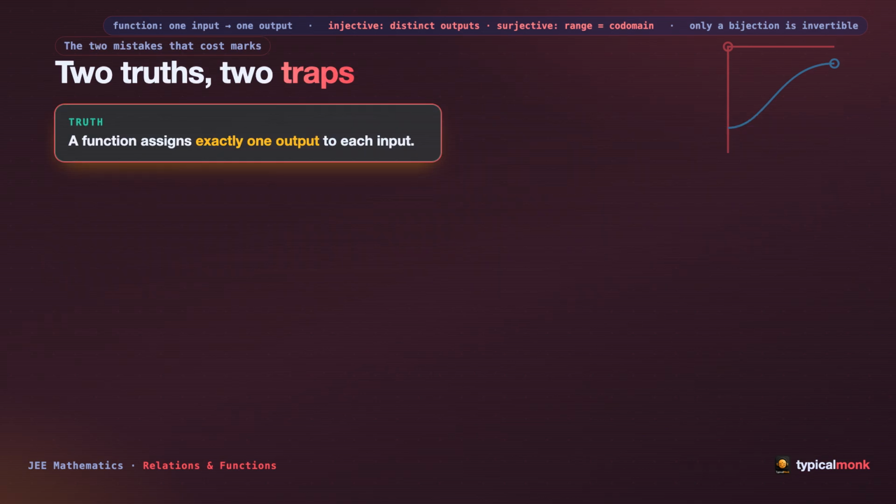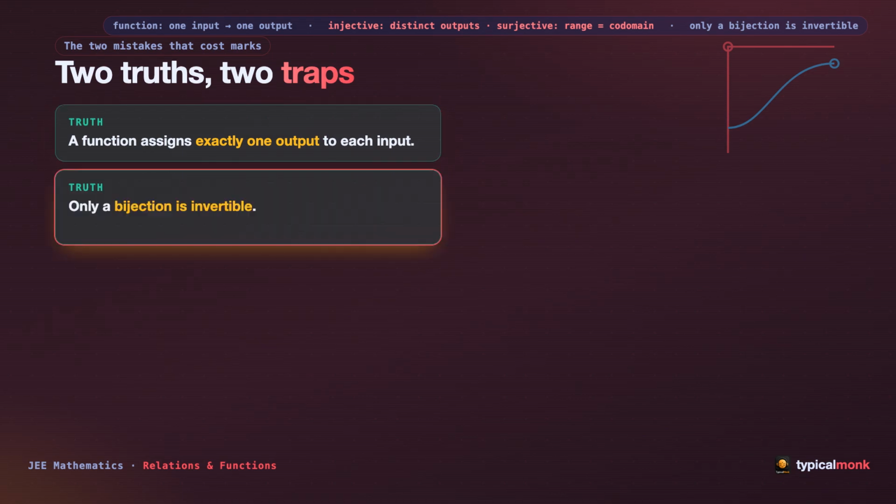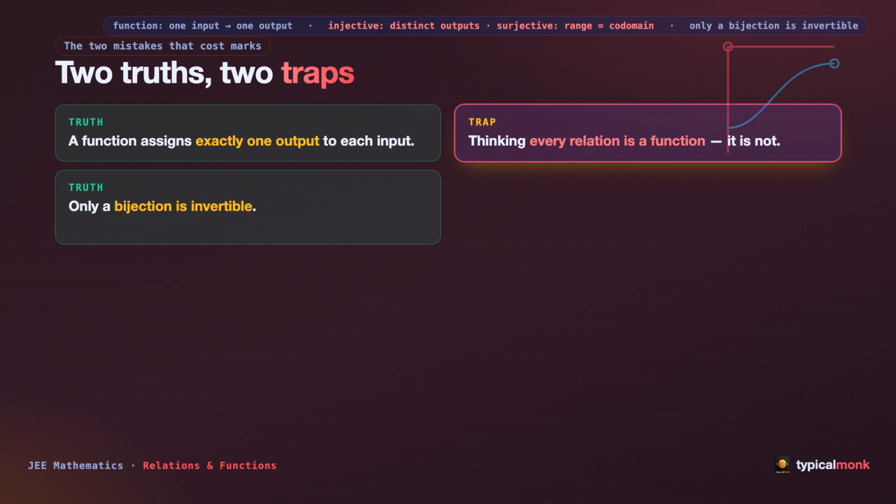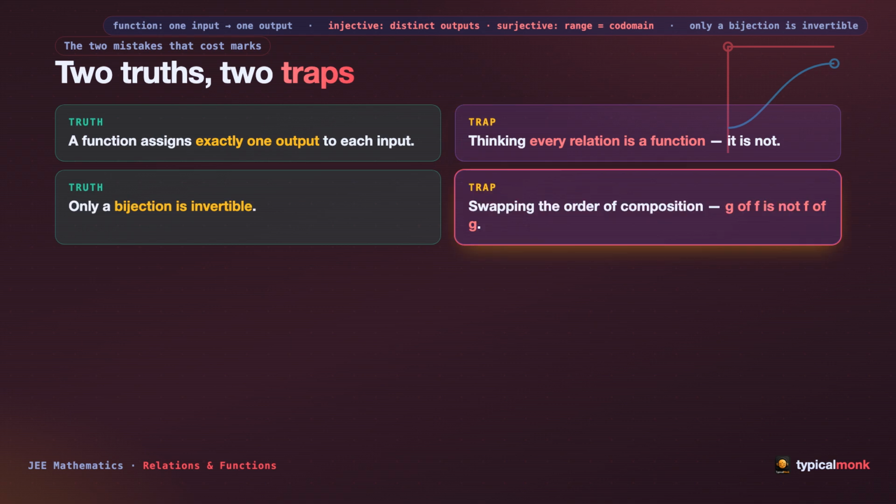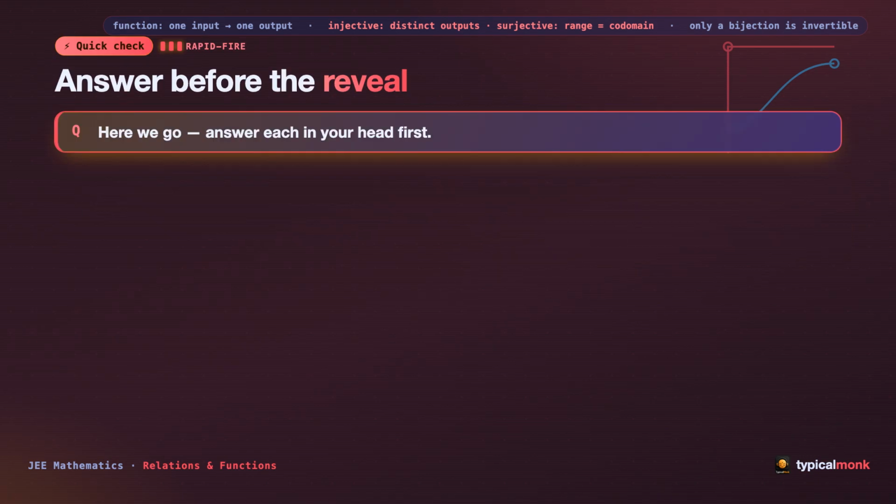Now, the two mistakes that quietly cost marks. The truth: a function assigns exactly one output to each input. The trap: thinking every relation is a function, it is not. The second truth: only a bijection is invertible. The second trap: swapping the order of composition, g of f is not the same as f of g. Now test yourself. Answer in your head before the reveal.